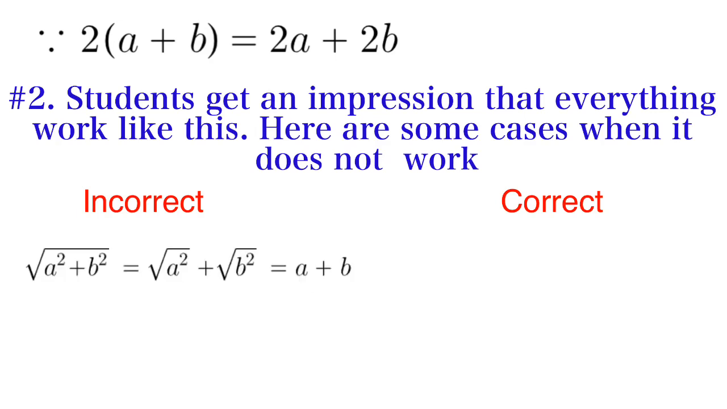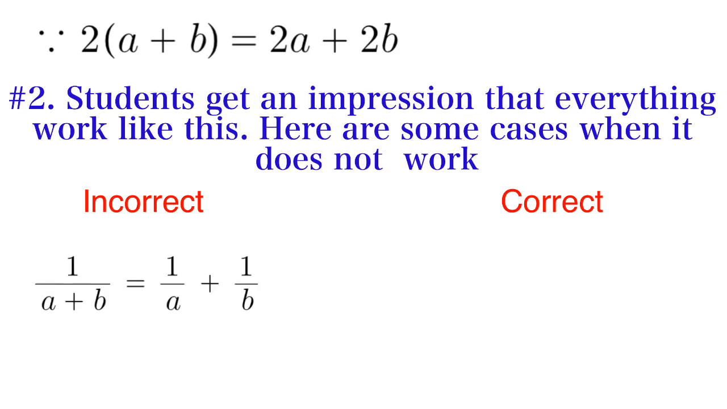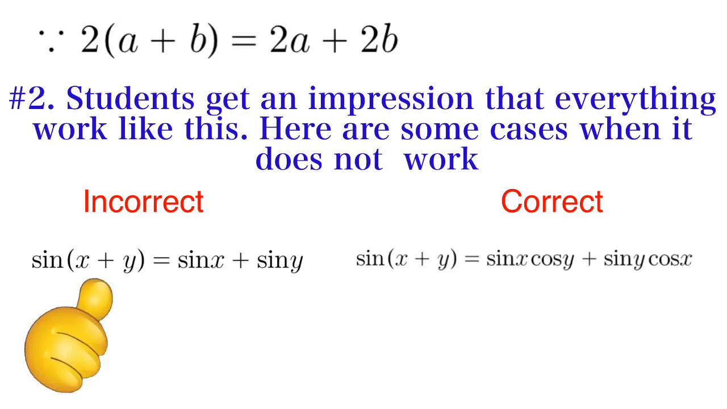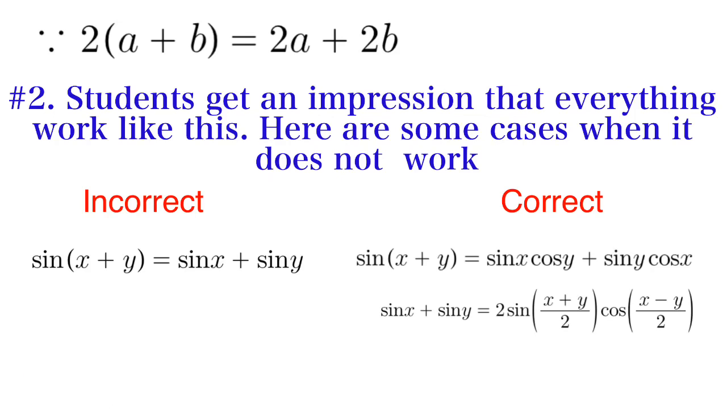Again, we are taking root under a square plus b square. They write it as root under a square plus root under b square, which is equal to a plus b. Root over a square plus b square is not equal to root over a square plus root over b square. Again, the incorrect form is 1 by a plus b is equal to 1 by a plus 1 by b. Students often make this mistake, but it is never equal to 1 by a plus 1 by b. For the case of sine of x plus y, students often write sine x plus sine y, which is never equal to sine x plus sine y. It is equal to sine x into cos y plus cos x into sine y.